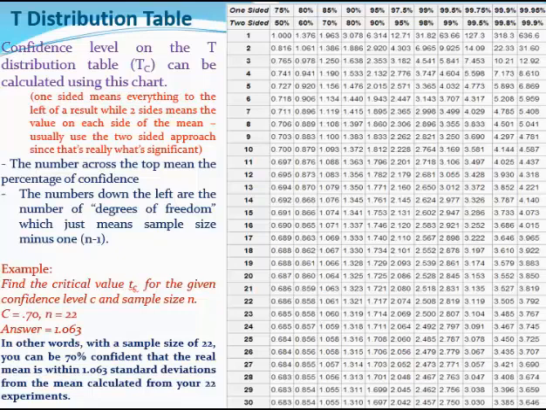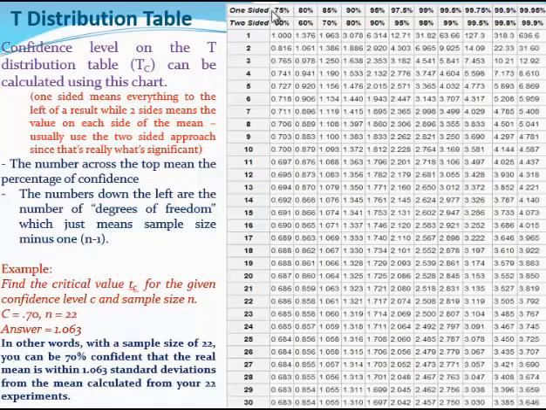The key is to remember that the degrees of freedom is going to be n minus 1. Remember, we also used n minus 1 for the denominator when we were figuring out the standard deviation in the previous section. So this chart is going to be used to figure out your TC. T stands for the t-distribution, and C for your confidence level. So TC is your confidence level based on the t-distribution table.